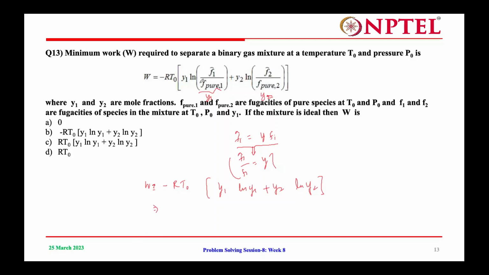So to separate the binary mixture, work is needed. So W should be positive. So these terms will be negative, then we will get W positive to separate the gas mixture. The option is B, right?